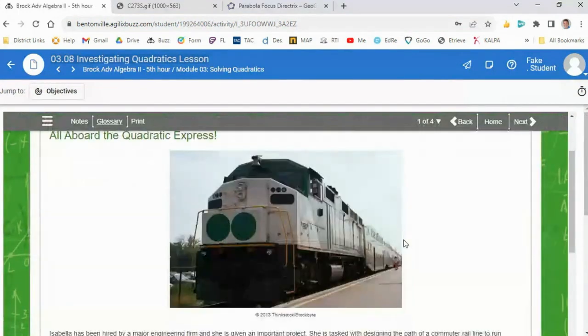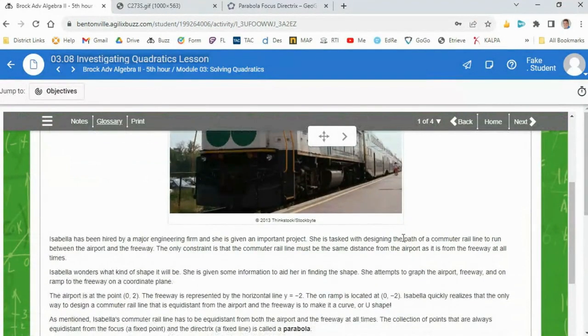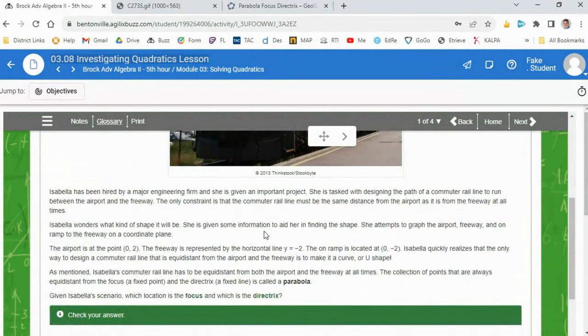We're going to talk about All Aboard the Quadratic Express. Okay, so Isabel has been hired by a major engineering firm and given an important project. She is designing the path of a commuter rail line to run between the airport and the freeway. The only constraint is the commuter rail line must be the same distance from the airport as it is from the freeway at all times. At all times, though, that sounds insane. The same distance at all times. She wonders what kind of shape that would be.